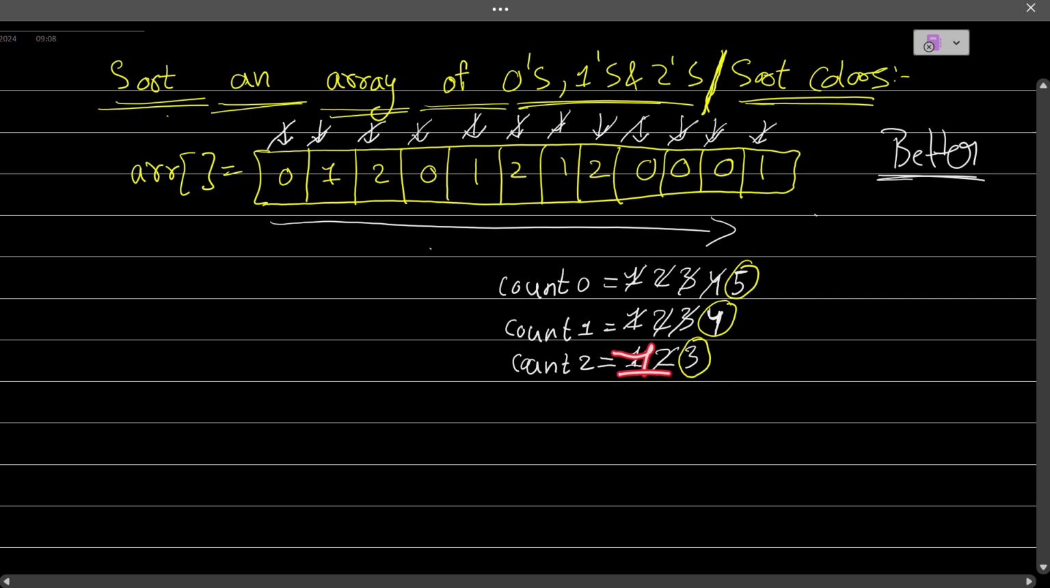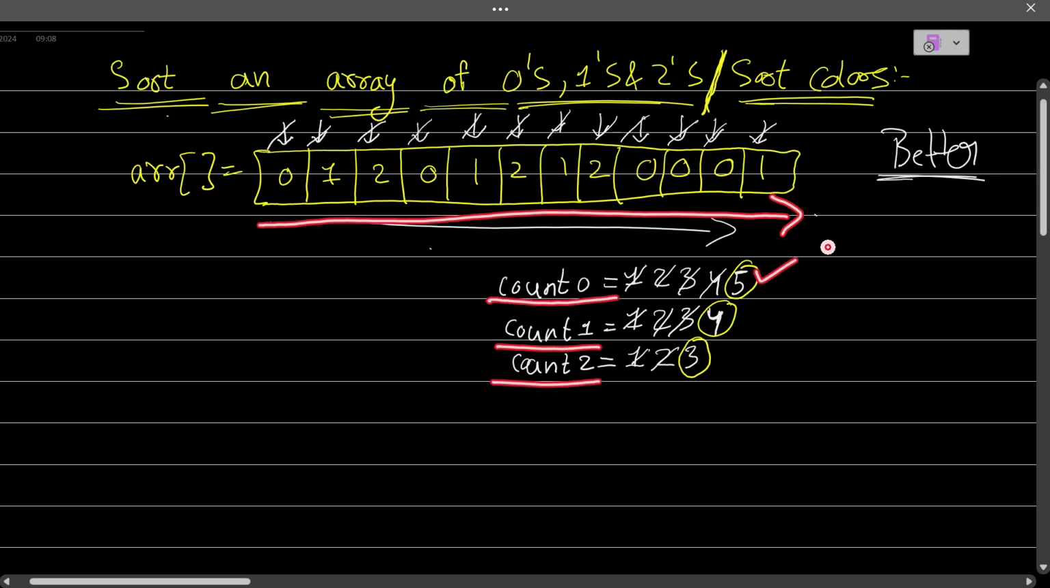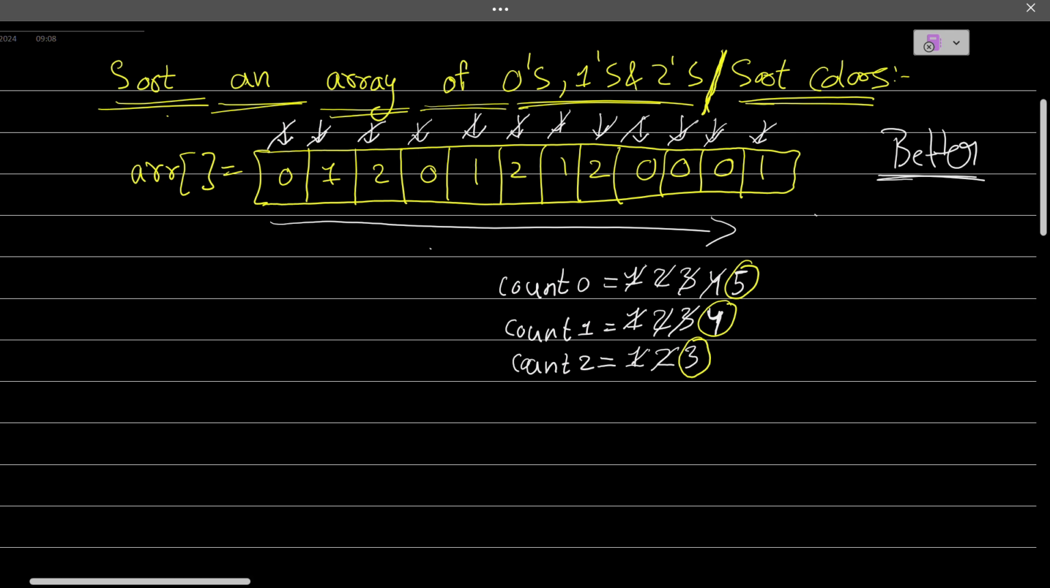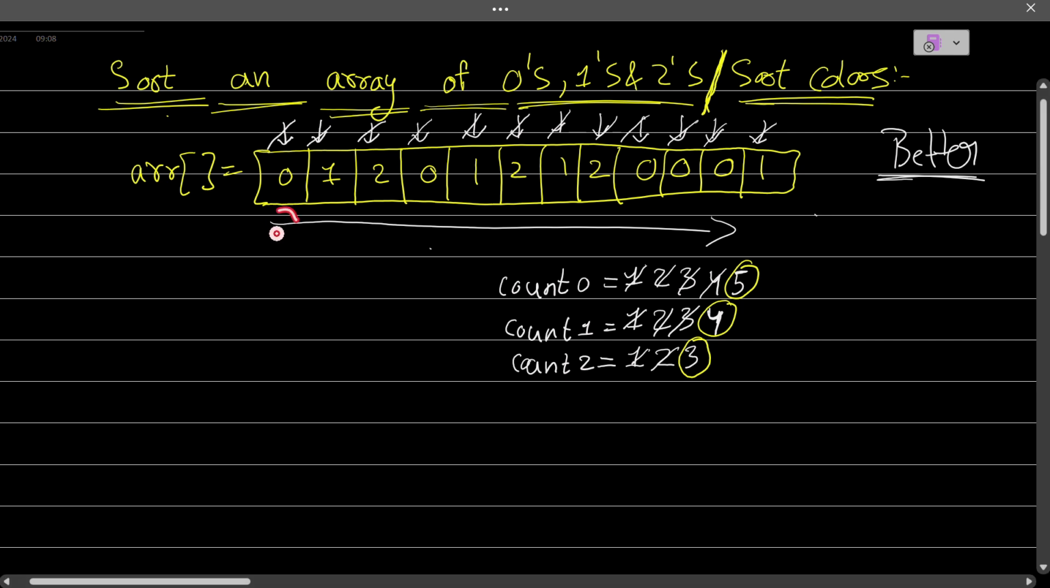So in this way I have done a single iteration to the array, and I got all of these counters: counter 0, counter 1, counter 2. I've got how many zeros, how many ones, and how many twos are there in the array using 3 counters, right? Okay. Now I need to sort this array, so I should put all of these zeros here, ones here, and all of the twos here, right?